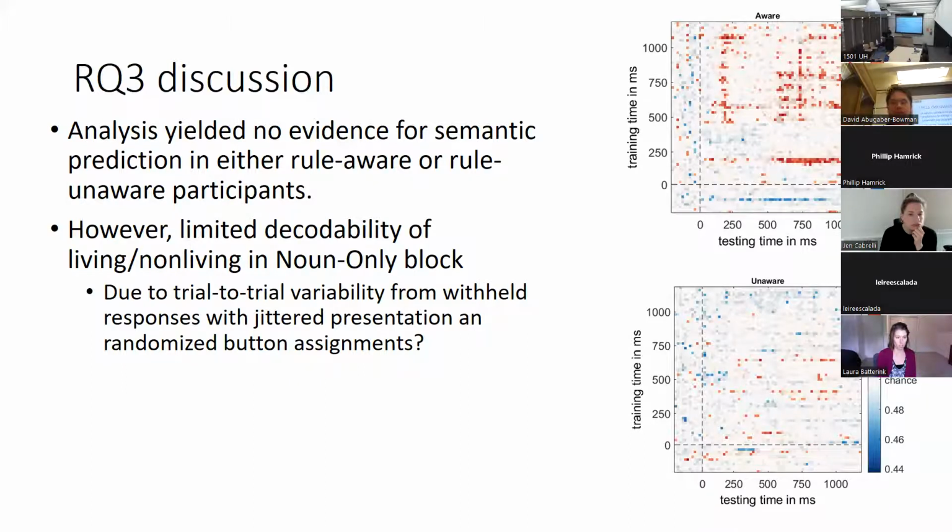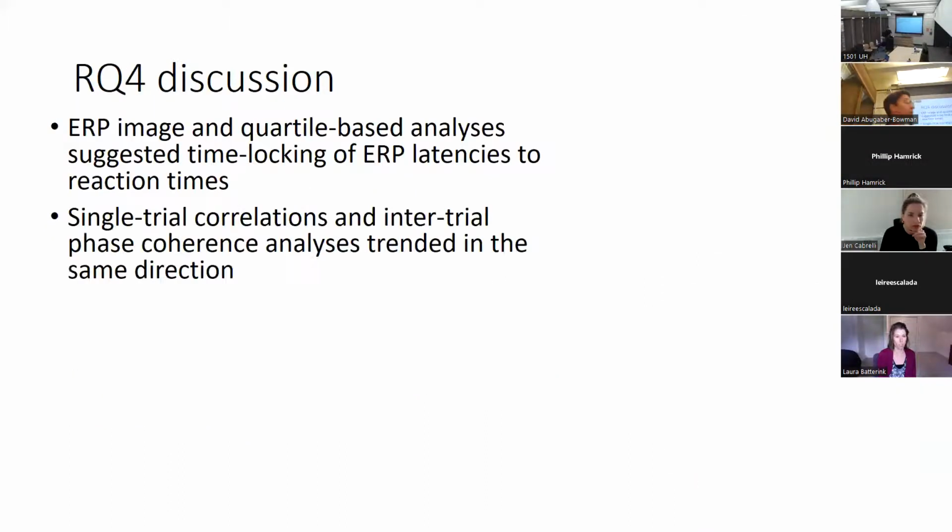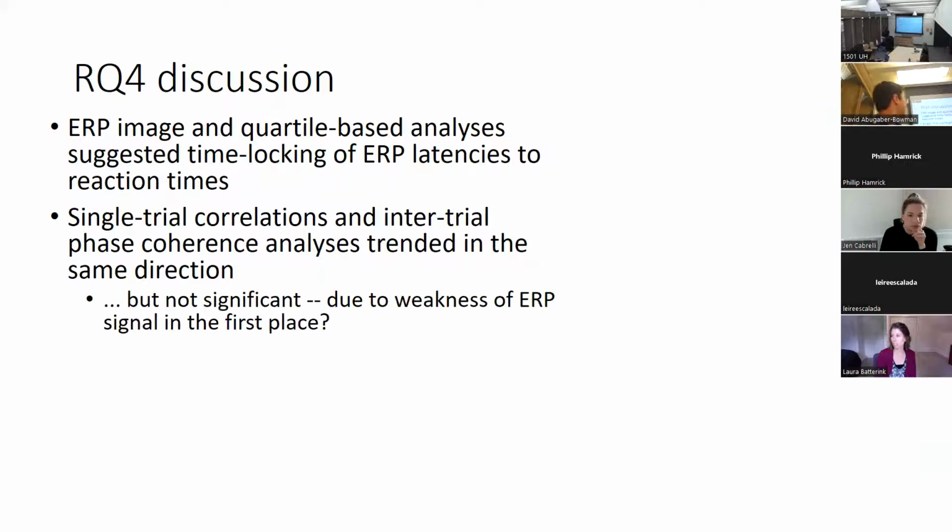And I have a whole storyline that I'd love to share with you afterwards for question and answer. As I say in the dissertation, it's better to have valid null results than invalid significant results. So for instance, in my dissertation proposal defense, I showed some decoding from bad rates data that, when you look back at it, could have just been the difference between left versus right button press, rather than the difference between living and non-living.